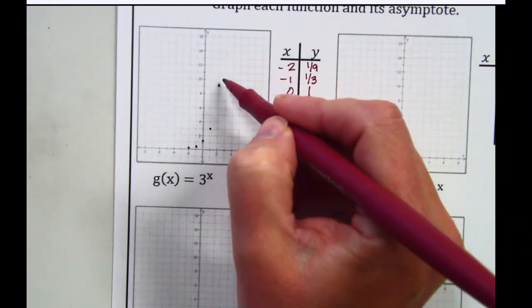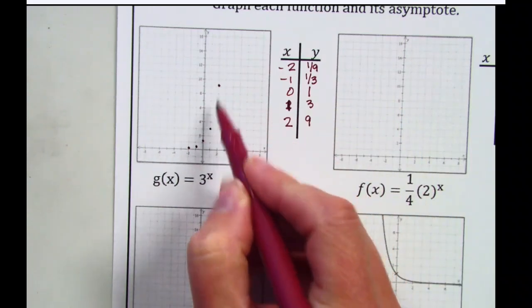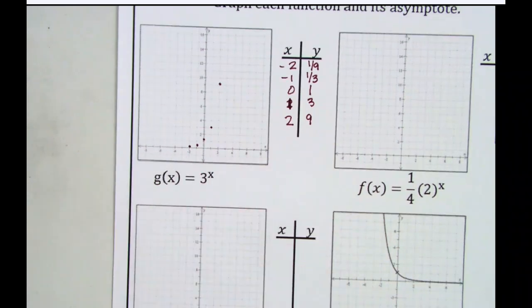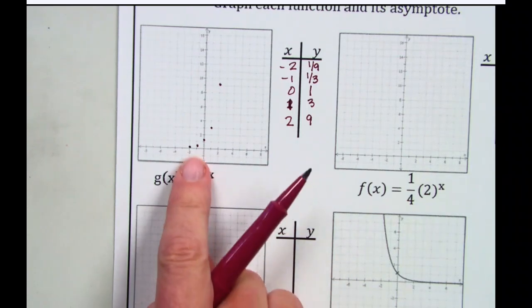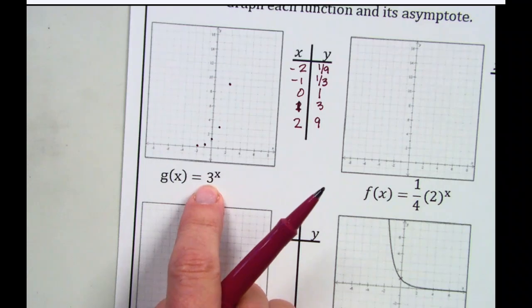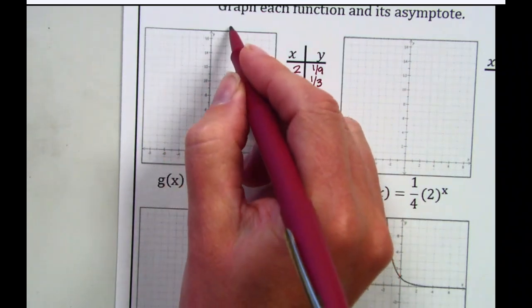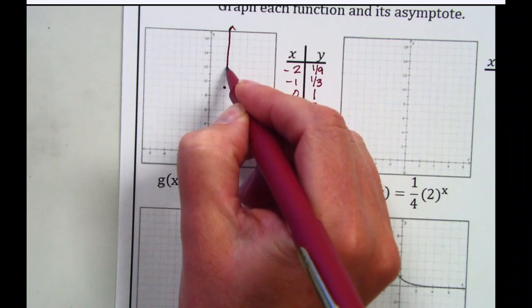Now my question for you is, what's happening over here on this left-hand side? What direction is it going? Is it going to cross the x-axis? No, it's going to go along. It's going to get closer and closer because 3 raised to the -3 would be 1/27, to the -4, 1/81. It's going to get closer and closer to 0, but it's never going to cross it.